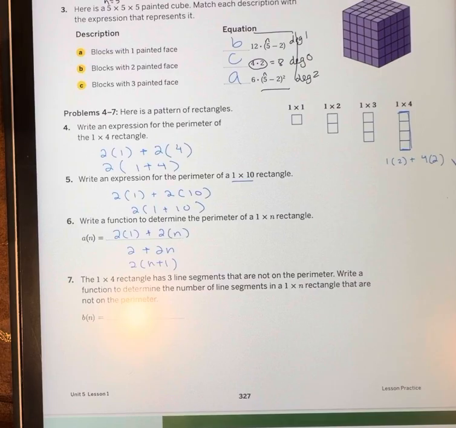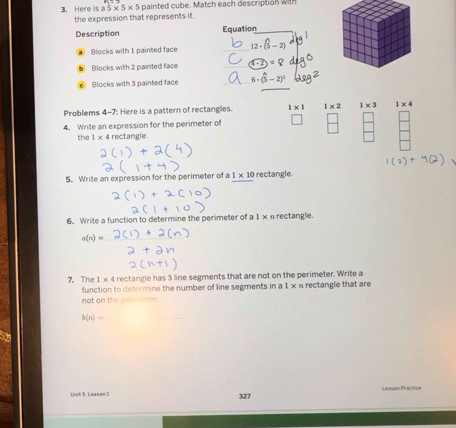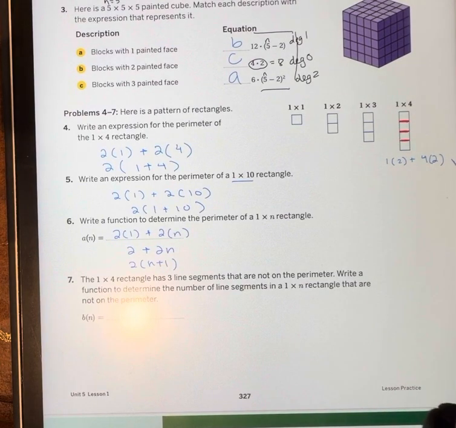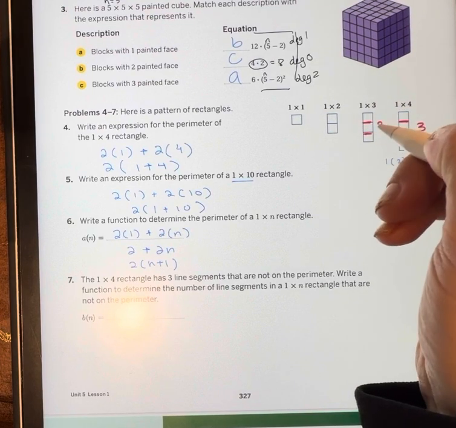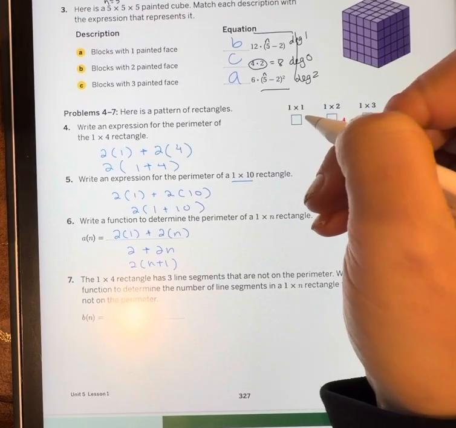The 1 by 4 rectangle has 3 line segments that are not on the perimeter. Write a function to determine the number of line segments in a 1 by n rectangle that's not on the perimeter. Okay, let's go look at what they're talking about. Here there's 1, 2, 3 little lines in the middle that aren't part of it. When it was a 1 by 3, there was 2 of them. When it was a 1 by 2, there was only 1. And when it was a 1 by 1, there wasn't any.